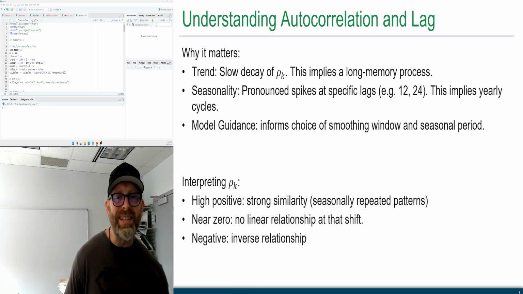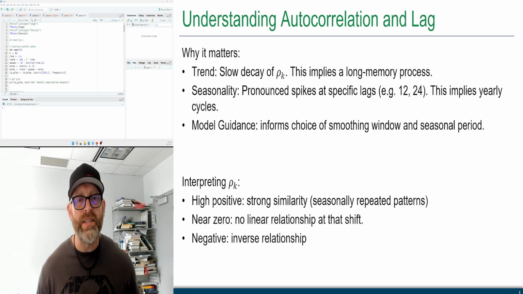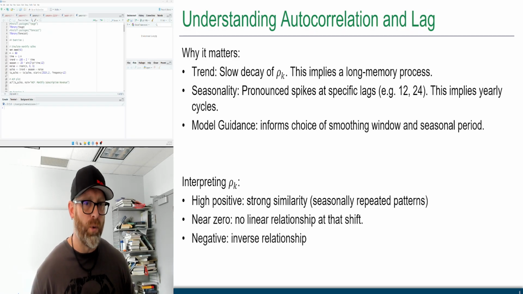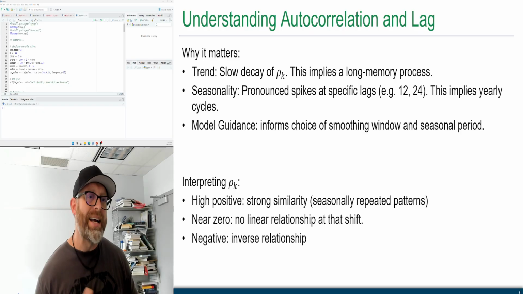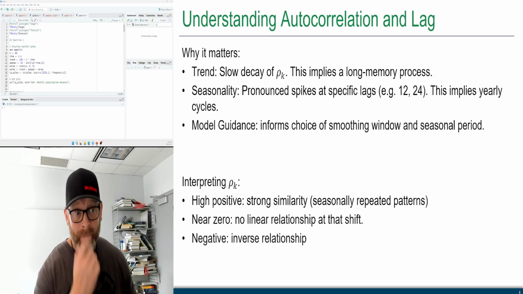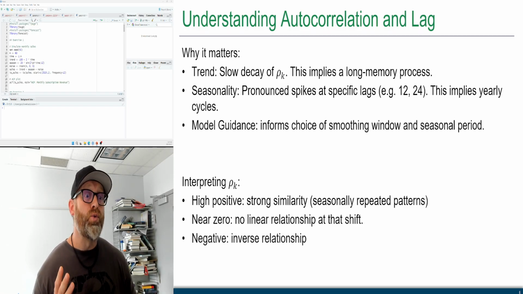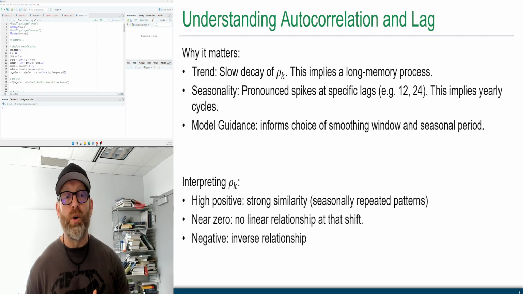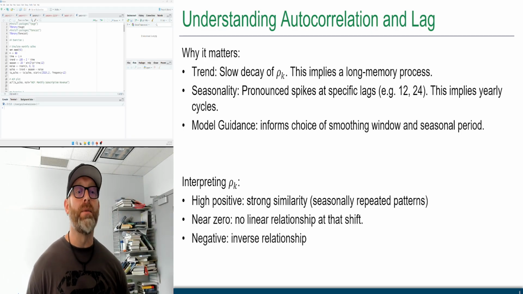Before I go through an example of this and how we use the autocorrelation function, or ACF function, inside of R to graph this for us, we want to understand this a little bit better. So why does it matter? First and foremost, what should we expect to see if there is a trend? A trend usually means we're going either upwards or downwards in terms of the data.